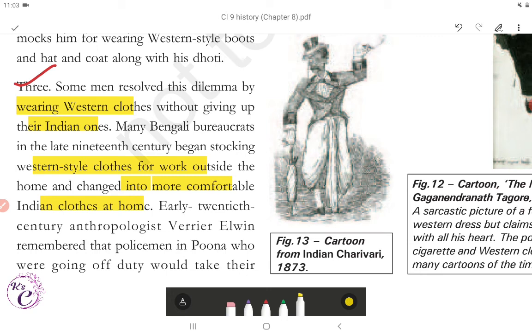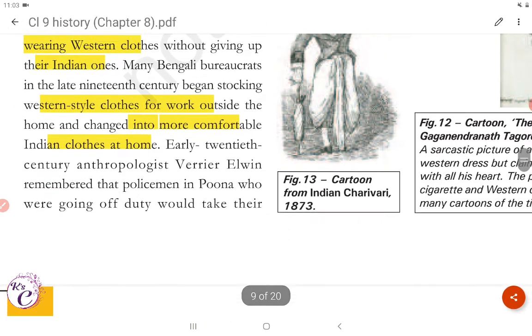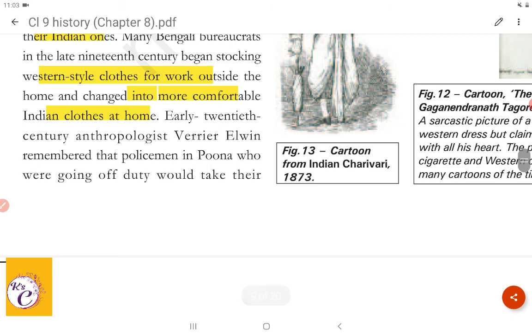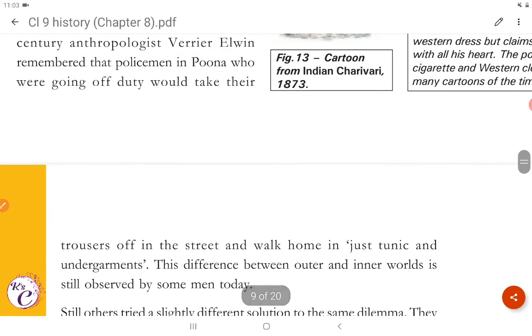Early 20th century anthropologist Verrier Elwin remembered that policemen in Pune who were going off duty would take their trousers off in the street and walk home in just tunic and undergarments. This difference between outer and inner worlds is still observed by some men today.